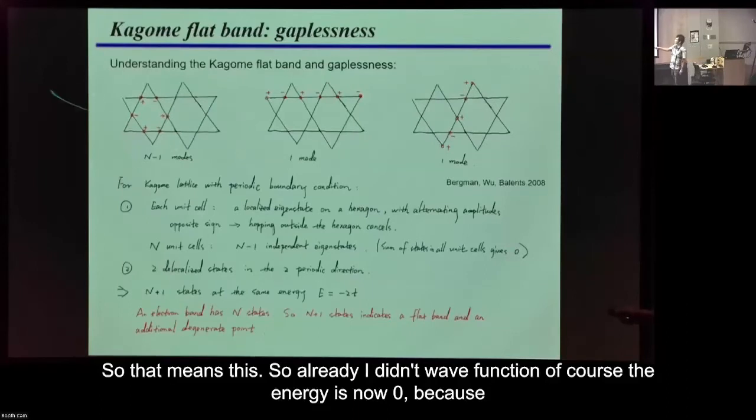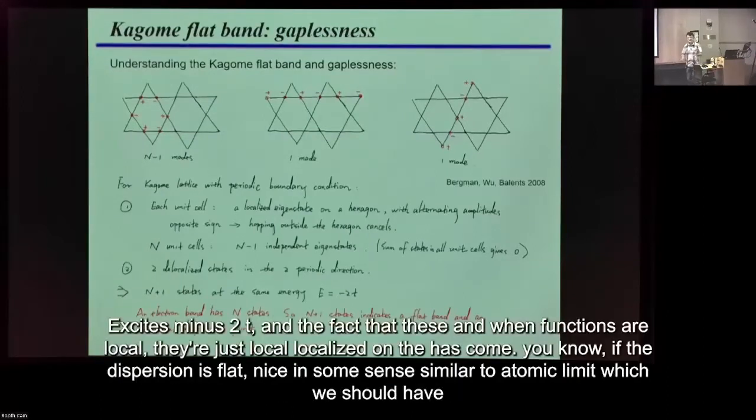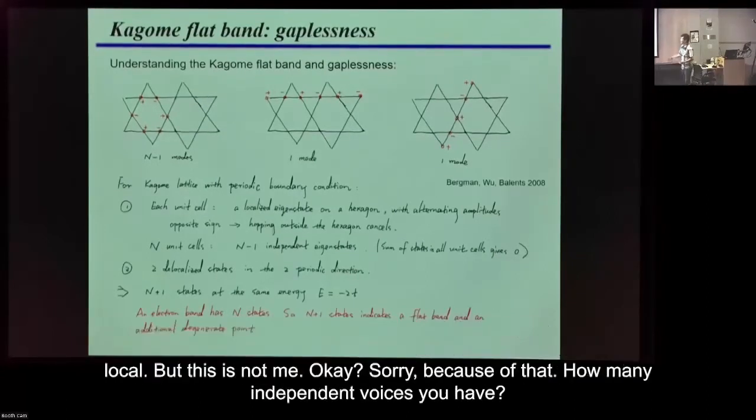And the fact that these eigen wave functions are local, basically they're just localized on the hexagon, means this should be a flat band. Because if the dispersion is flat, then in some sense it's similar to the atomic limit, where you should have local orbitals. But this is not the entire story.